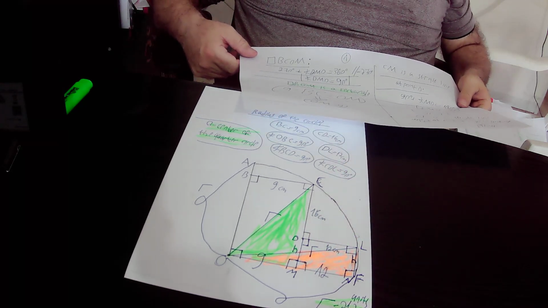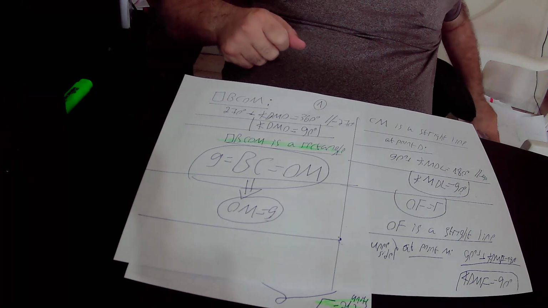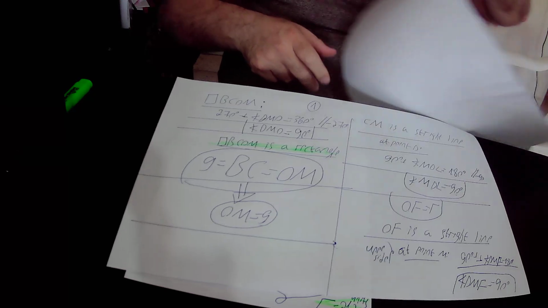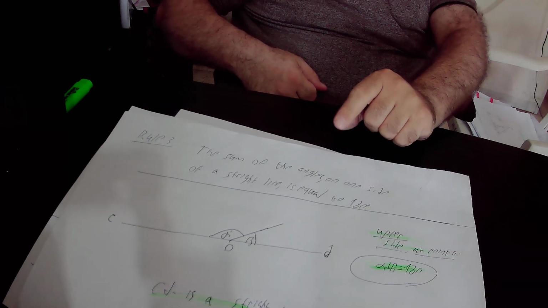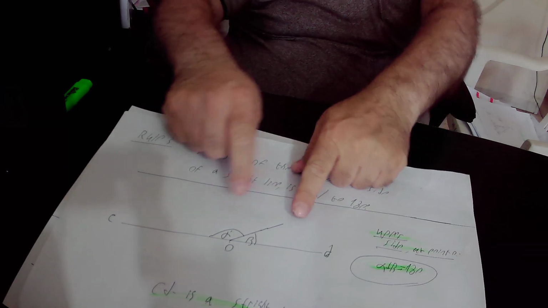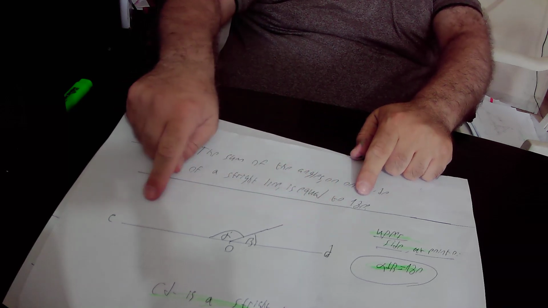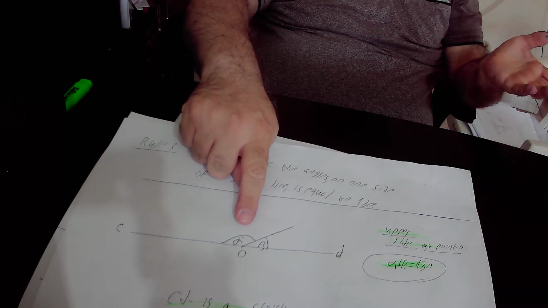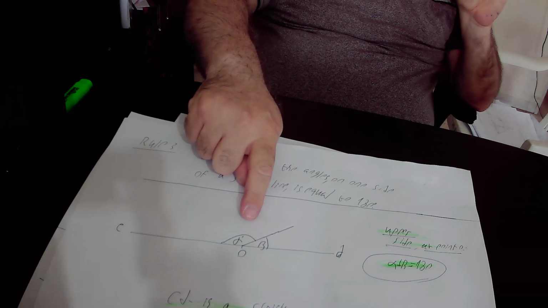And we have rule number 3 that states that the sum of the angles on one side of a straight line is equal to 180 degrees. So CD is a straight line. So if we focus on the upper side of the straight line CD at point O, then the sum of the angles here must be equal to 180 degrees. That is to say, alpha plus beta must be equal to 180 degrees.